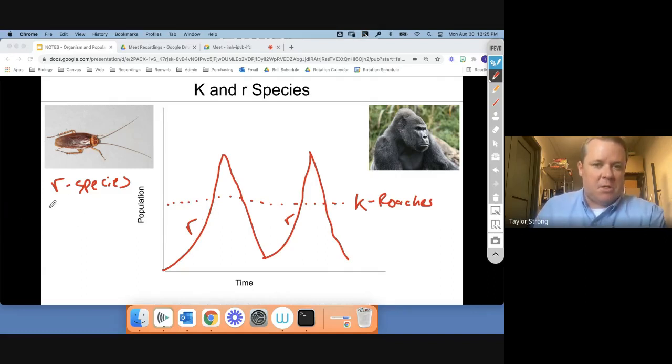There are certain characteristics of R species that we would expect to see. There is little to no care for the young.